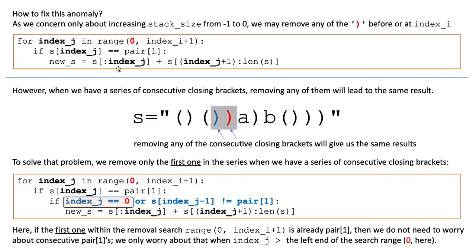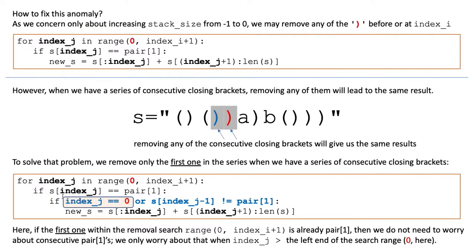However, this code has a potential problem. That is, when we have a series of consecutive closing brackets, removing any of them will lead to the same result. An example as shown here. To solve that problem, we remove only the first one in the series when we have a series of consecutive closing brackets. The solution is shown here. Please feel free to pause the video to read the solution for some details.